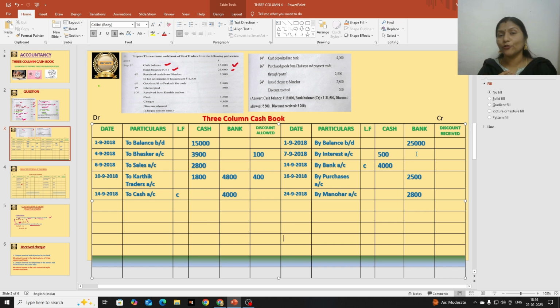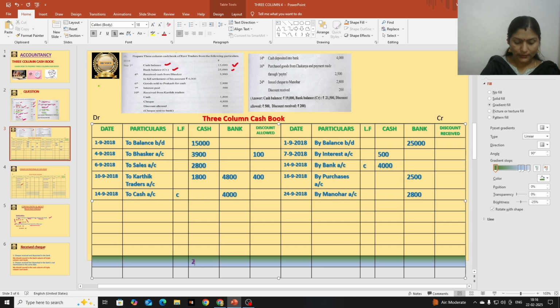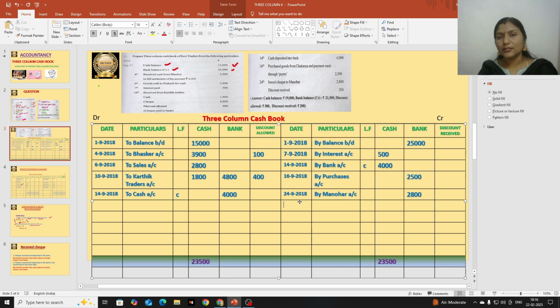Now you tell me, the cash column debit side amount is 23,500 and the credit side is 4,500. Which is more? 23,500 is more. So the more amount we always write on both sides in totals. Let us write the cash column totals on both sides as 23,500. And on the credit side also we will record 23,500. Next, which side amount is less? Credit side.